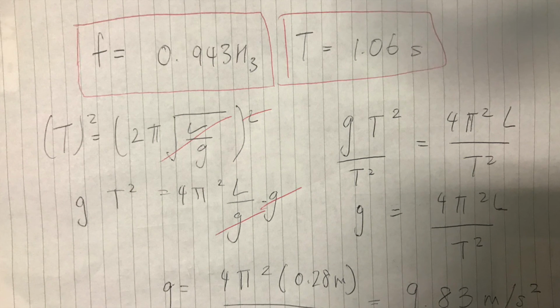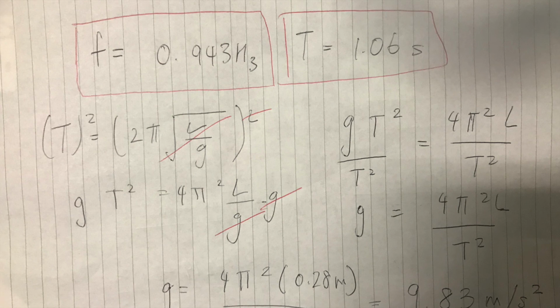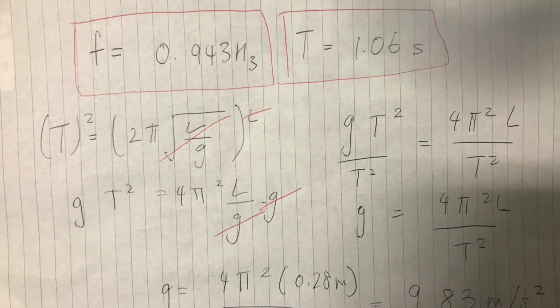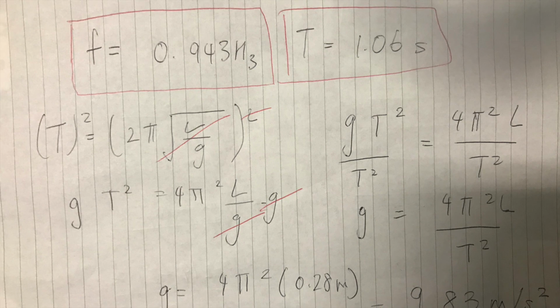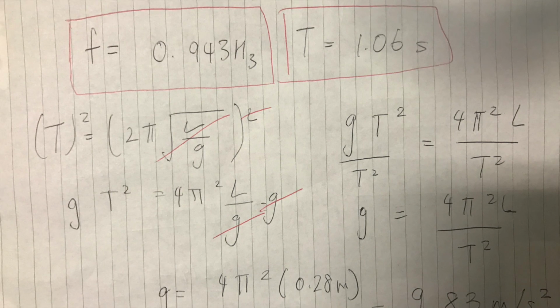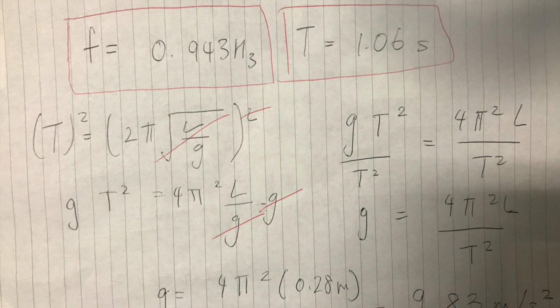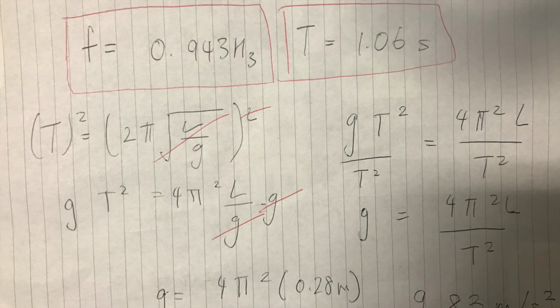So let's multiply both sides by g. So all we have now is g T squared is going to equal 4 pi squared times the length of the pendulum. So now we have to divide it by T squared. So the gravitational acceleration is 4 pi squared times the length divided by T squared.